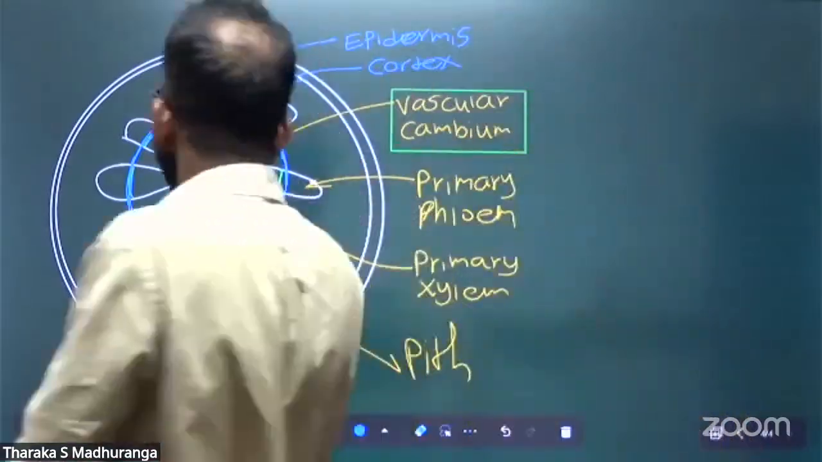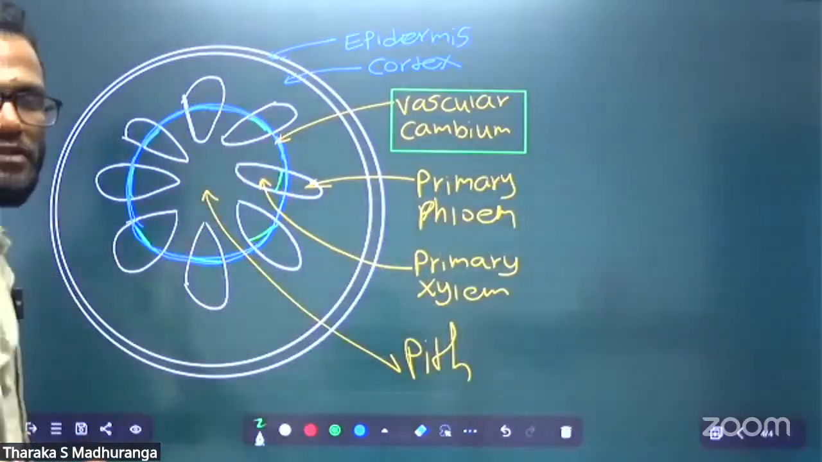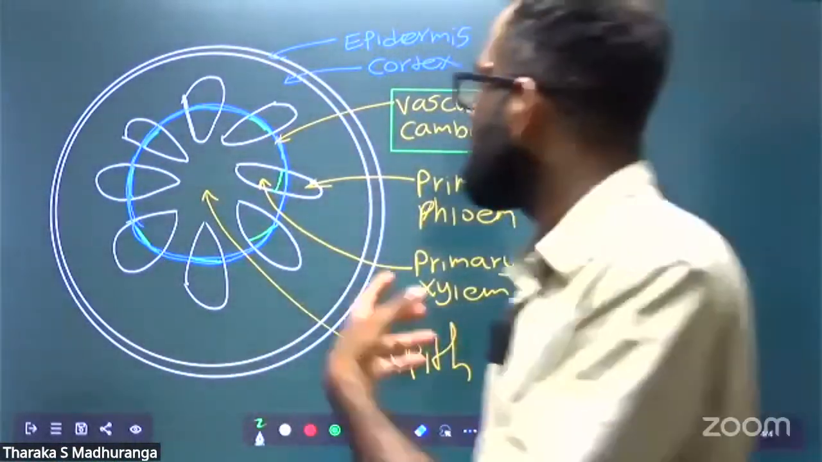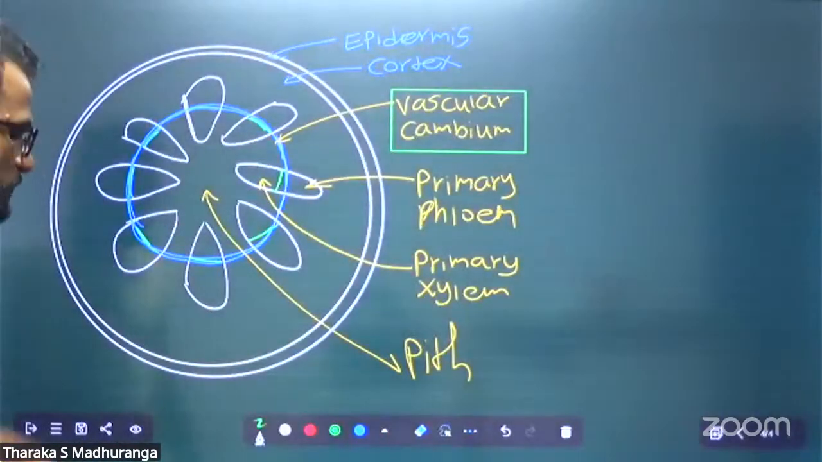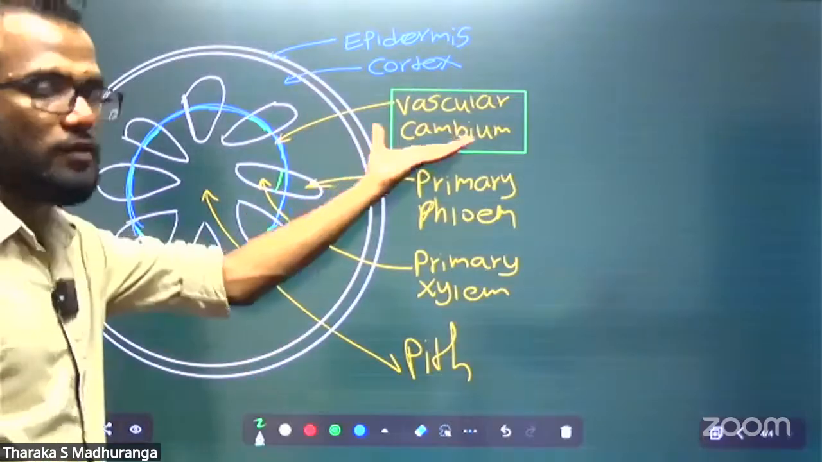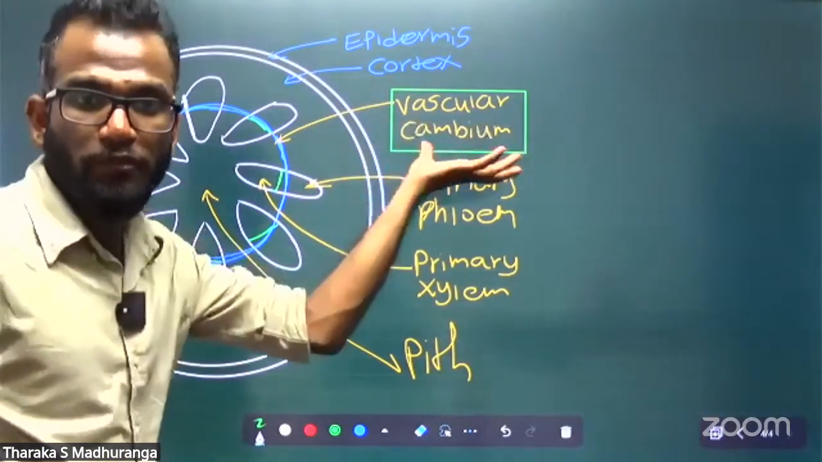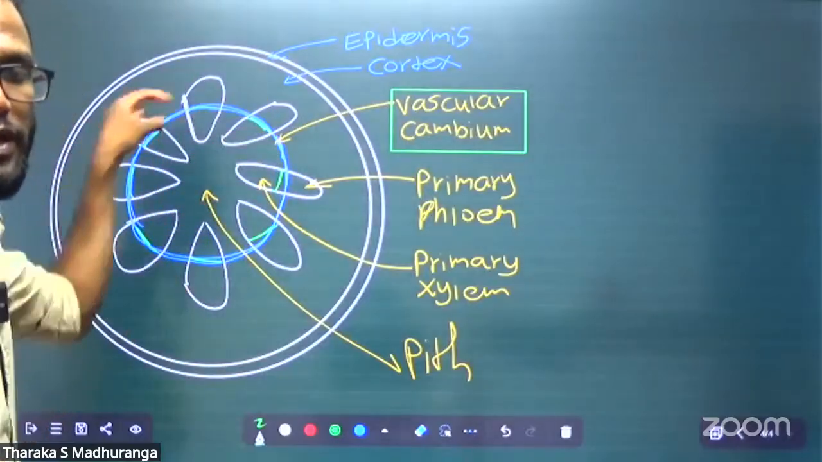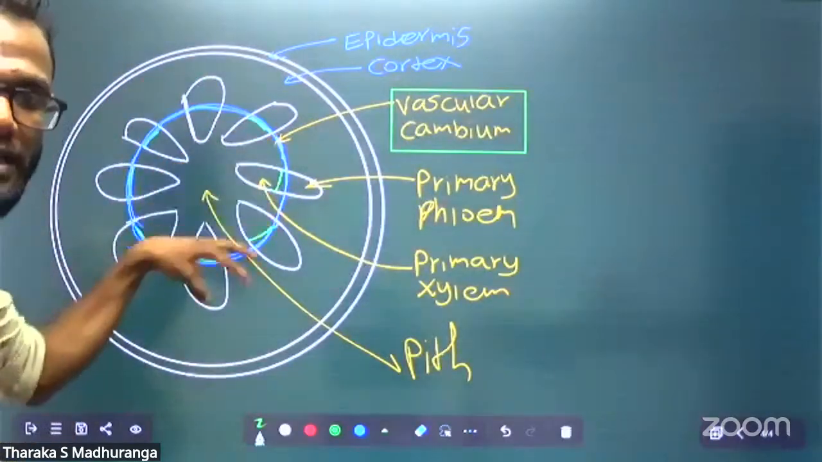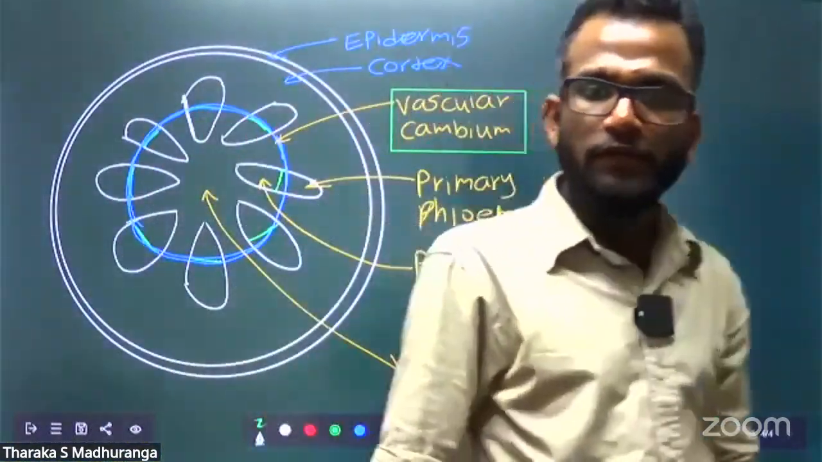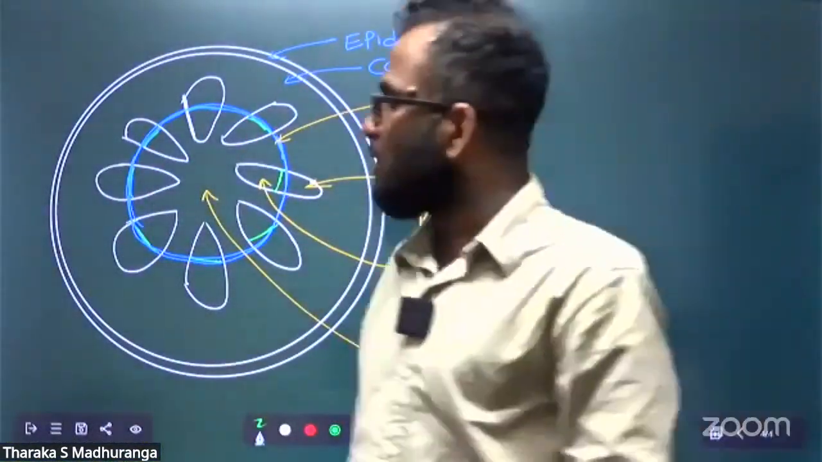Okay, now you already know vascular cambium. What is the purpose of this vascular cambium? That is a new cell tissue forming. The inter- and intrafascicular cambium connect together, then produce a ring structure that we call vascular cambium.